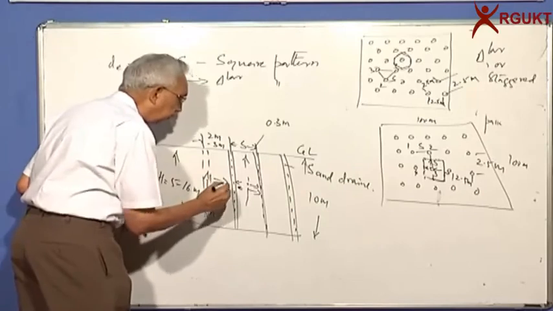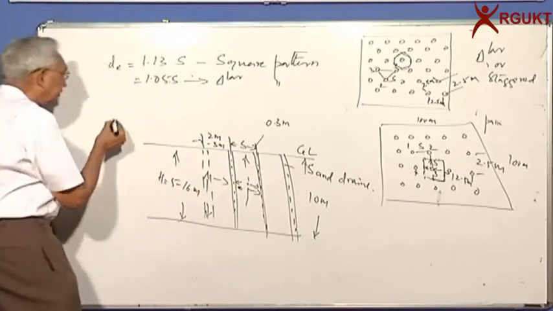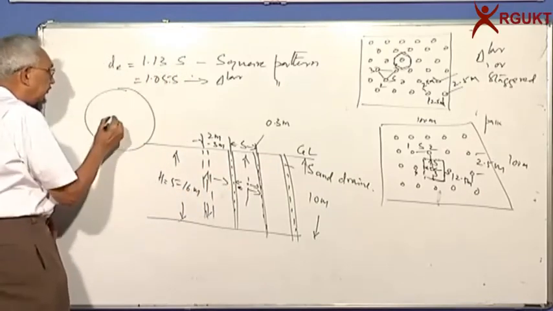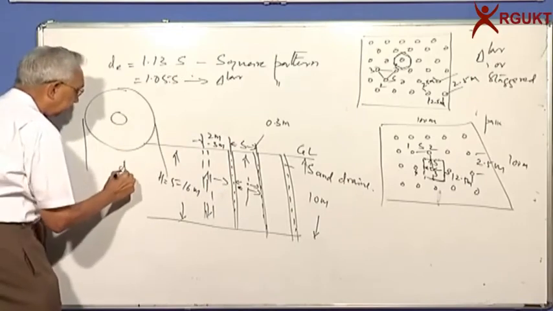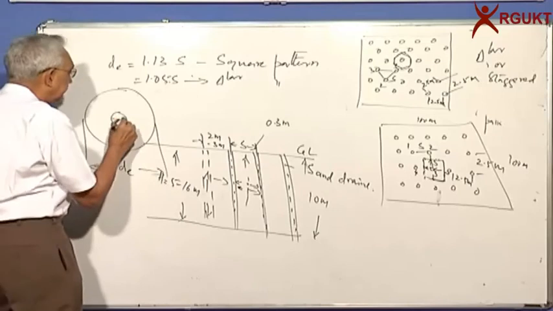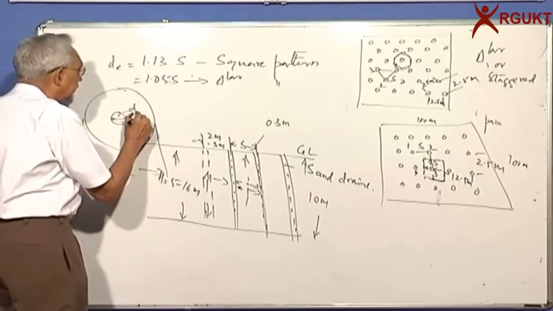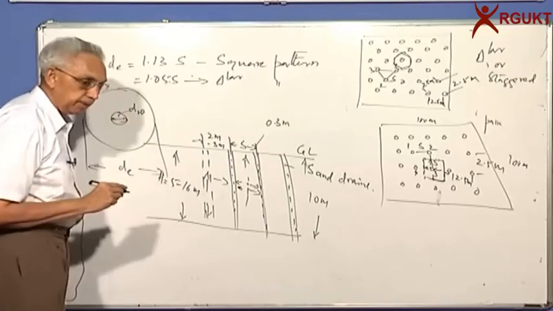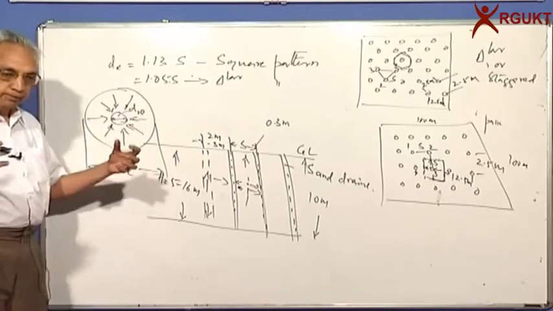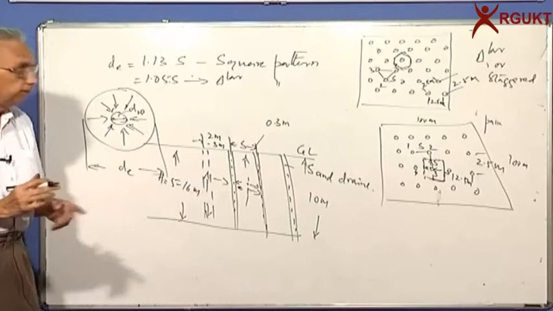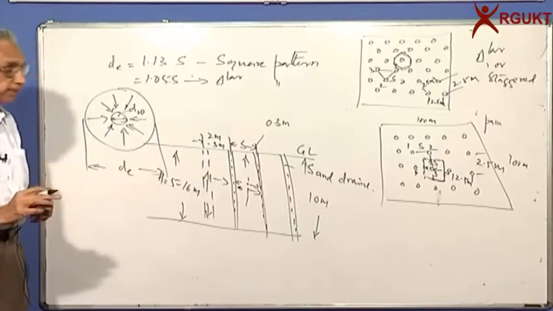So the flow now is horizontal, and if I now look at the zone of influence, this is the drain, this diameter is dE, and this is the diameter of the well or drain, dW. The flow is now radial. All the flow takes place horizontally. What we have done is two very interesting things.